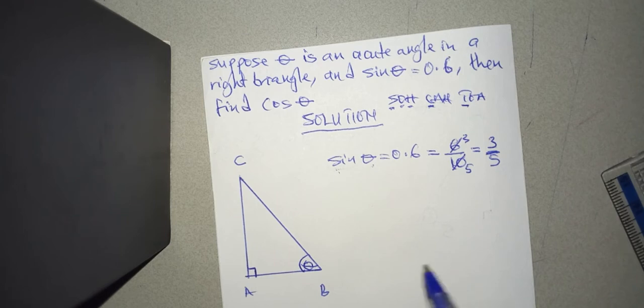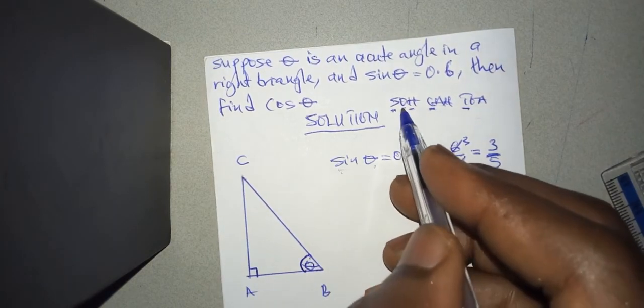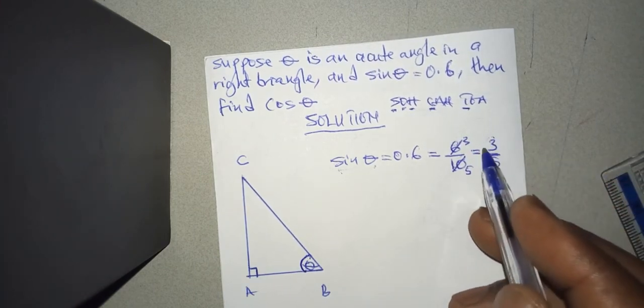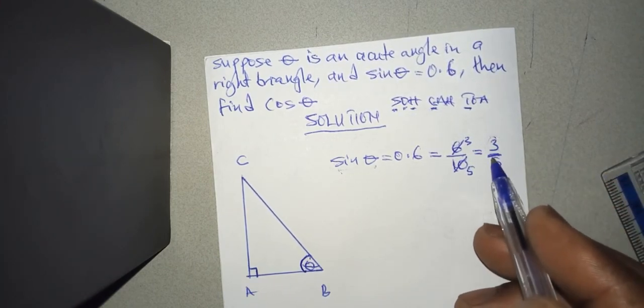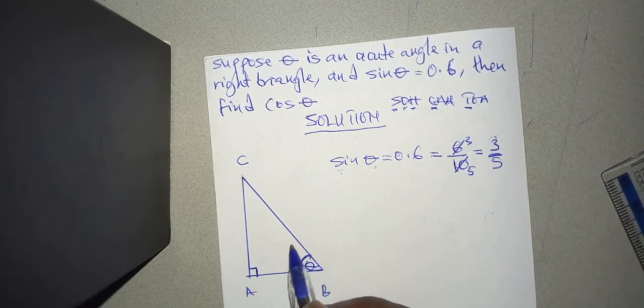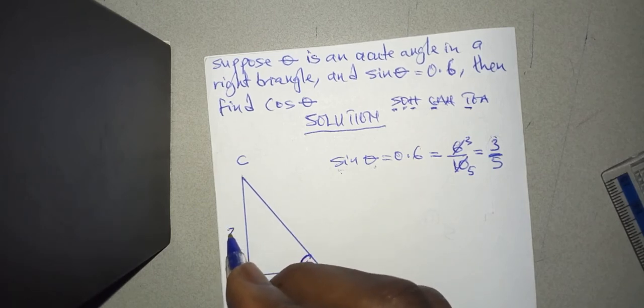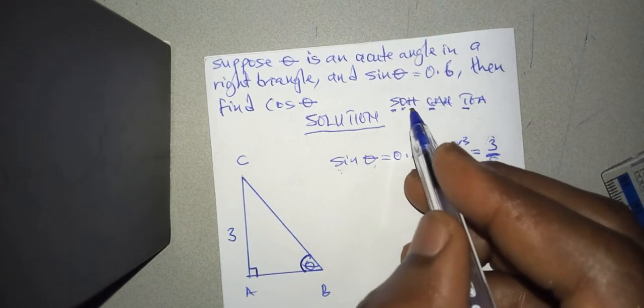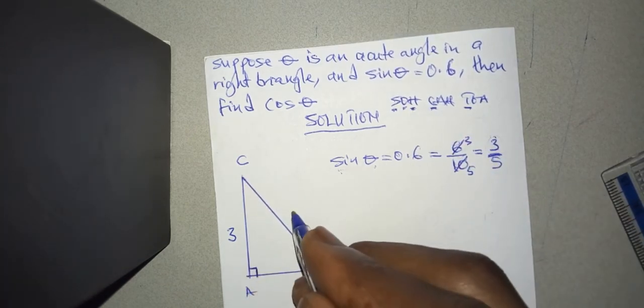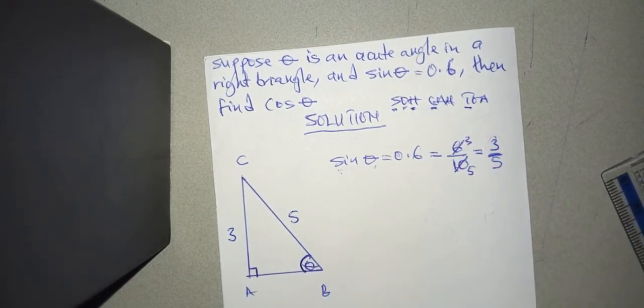The most important thing is to know the placement of your sides. Since we are dealing with sine, and sine is opposite over hypotenuse, this is the opposite, this is the hypotenuse, and this is the adjacent. So I'll put my opposite here, which is 3. Hypotenuse is here, which is 5. Then I should be able to find the third side, the third leg, so I can put S here.